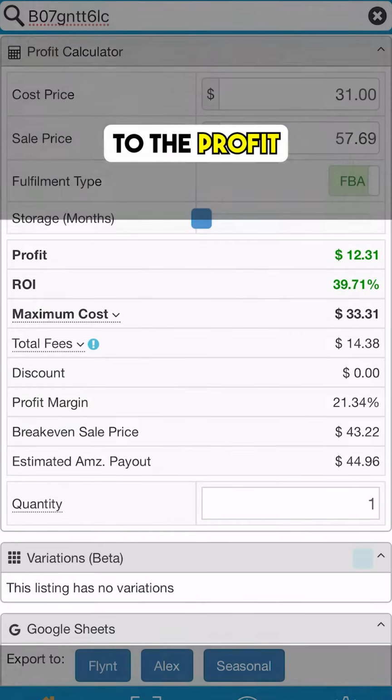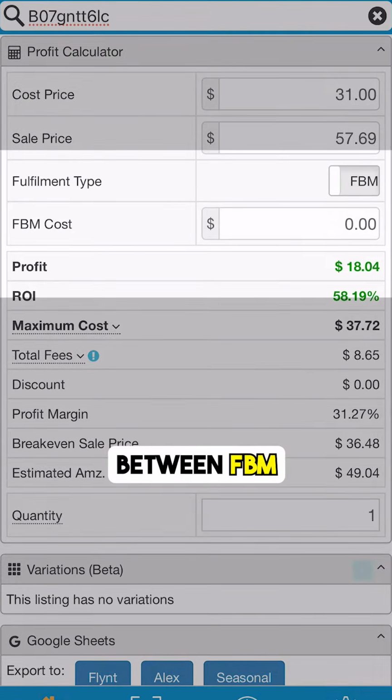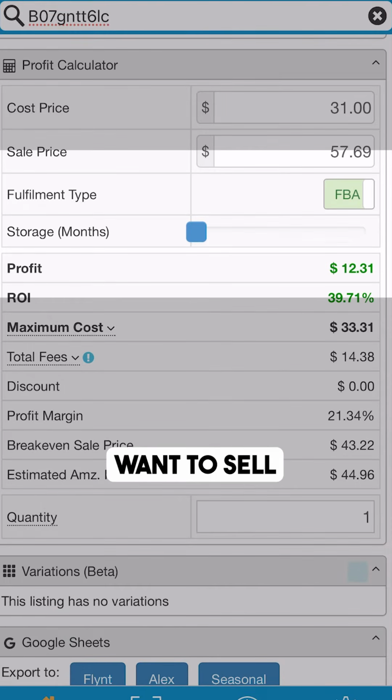If you scroll down to the profit calculator section, you can actually see a breakdown of your fees, and you can also toggle between FBM and FBA to determine how you want to sell this product.